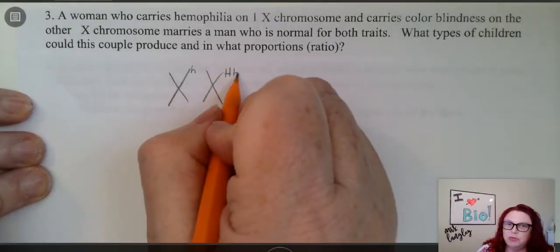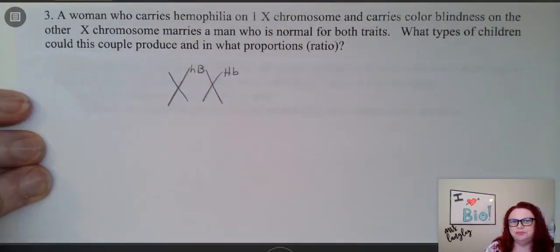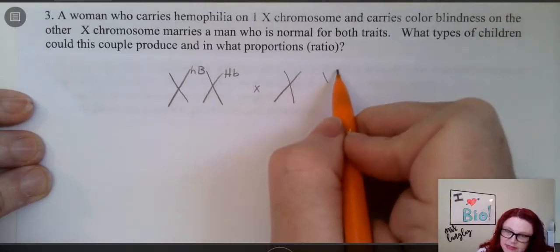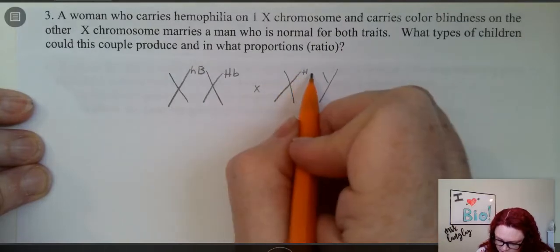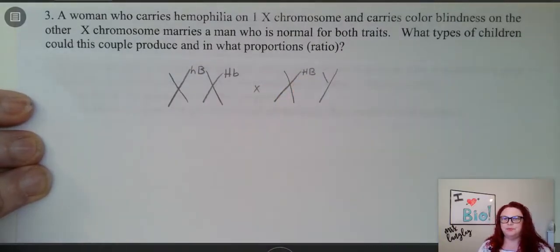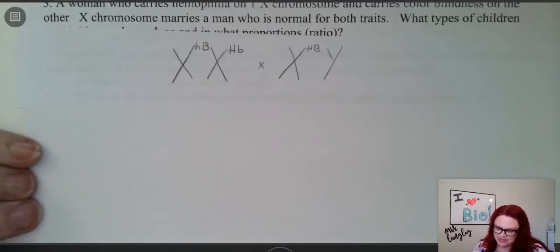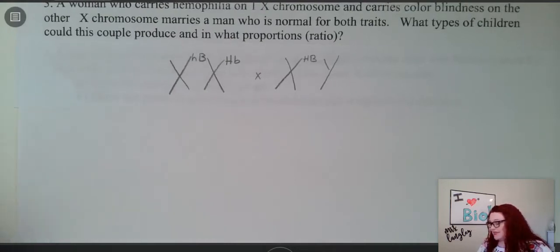So that means color blindness is on this X. That means this one must be normal. So they're opposite. She marries a man who is normal for both traits. Now, men only have one X, and he's normal for both. That means capitals for both. So he is a capital H and a capital B. So we're crossing them and looking at the children. We want the genotypic and phenotypic ratios. So this is just like we've done before. The only thing is our X, instead of having one letter on it, actually has 2 different letters on it. And that's not so bad.